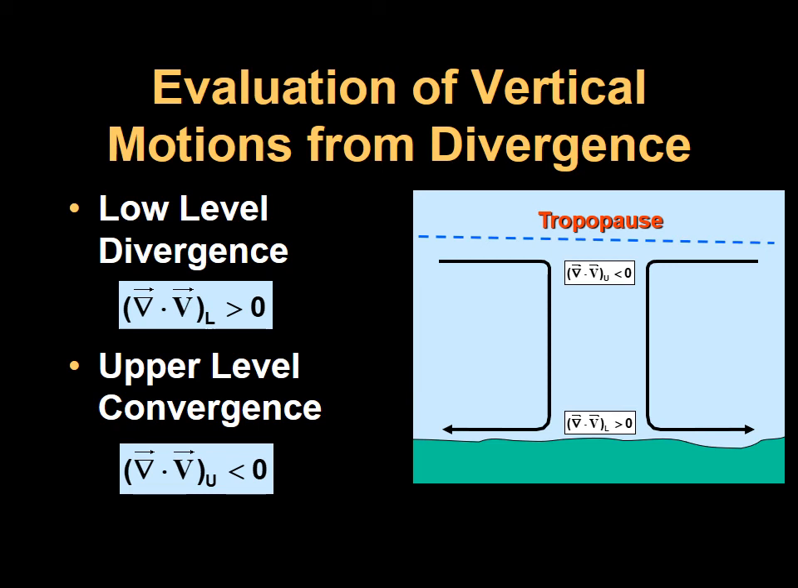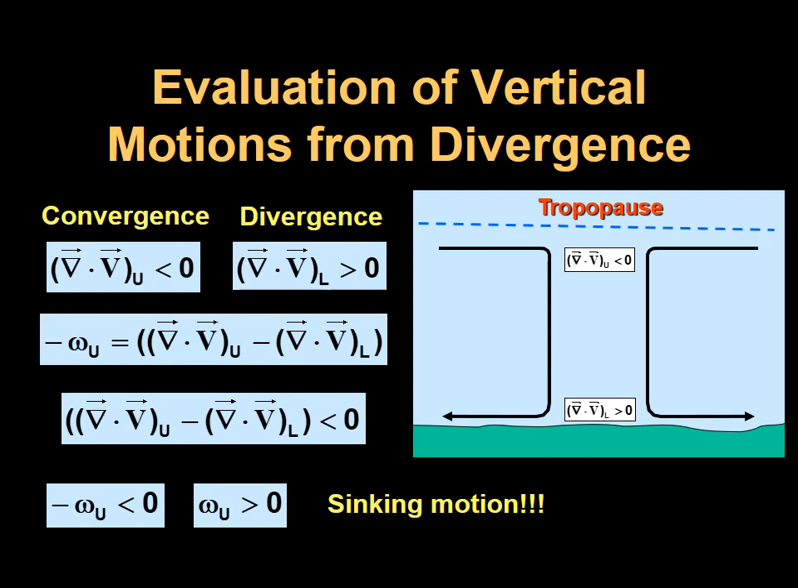Conversely, if you have lower level divergence and upper level convergence, that results in sinking motions. So lower level divergence means that the divergence term is positive or greater than 0, and upper level convergence means that the divergence term is less than 0 or negative. So let's stick those into the equation. Here we go. We've got upper level convergence, it's negative. Lower level divergence, it's positive.